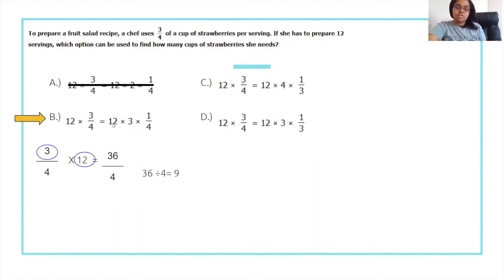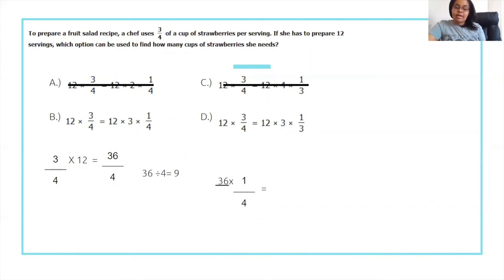B, I do see 12 times 3, so I'm going to leave B for now. C, I see 12 times 3/4, that checks out, but then I see 12 times 4. I didn't multiply 12 times 4 to solve this problem, so I'm going to go ahead and eliminate C. And then looking at D, I have 12 times 3/4, which checks out, and then I have 12 times 3, so I'm going to leave D for now as well. So after I did 3 times 12, or 12 times 3, what did I do next? Well, I know that 12 times 3 is the same thing as 36.